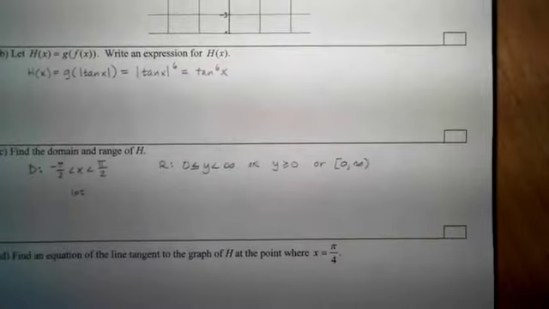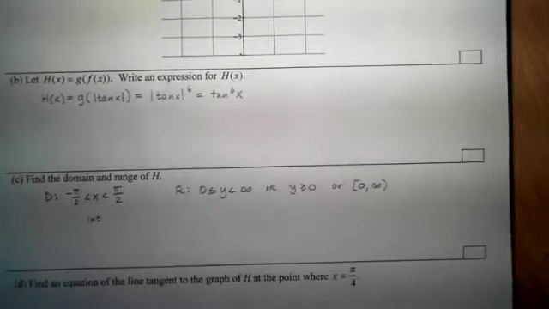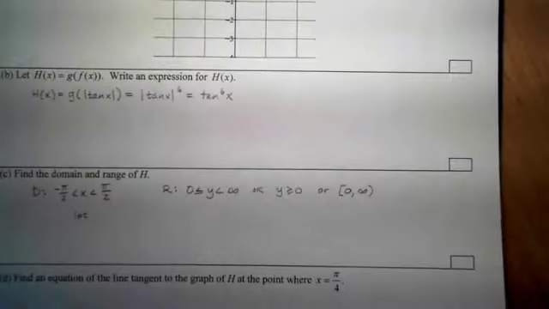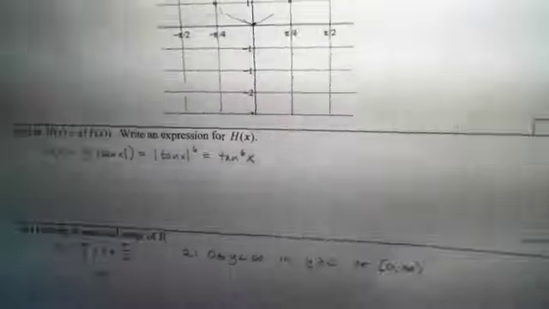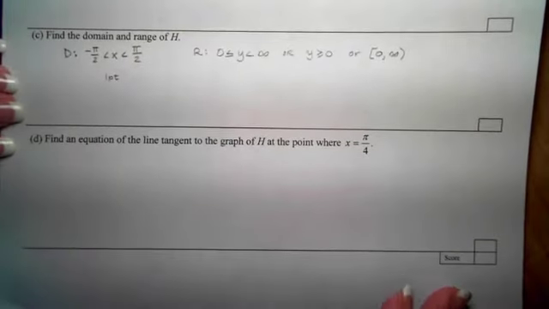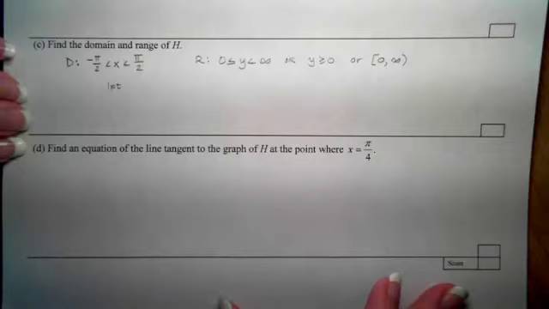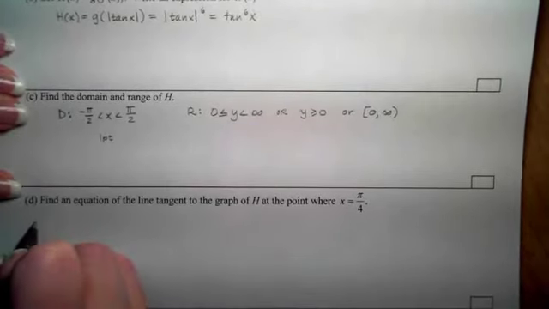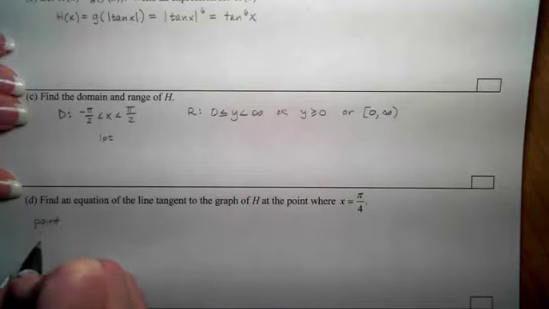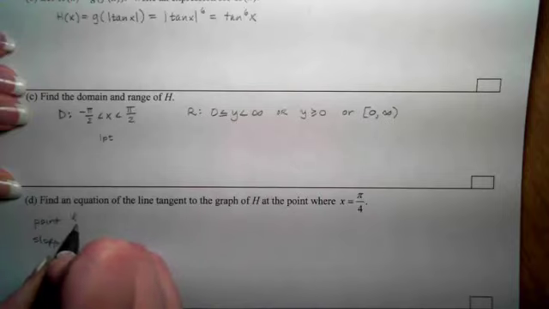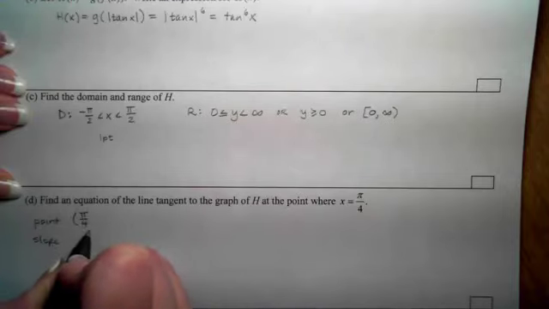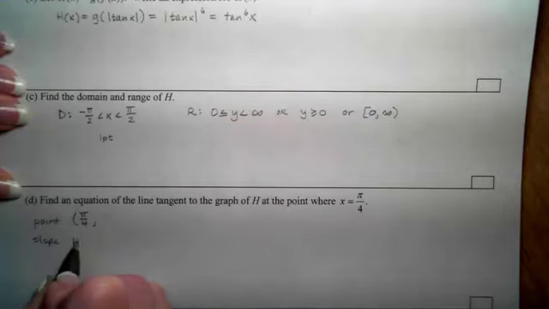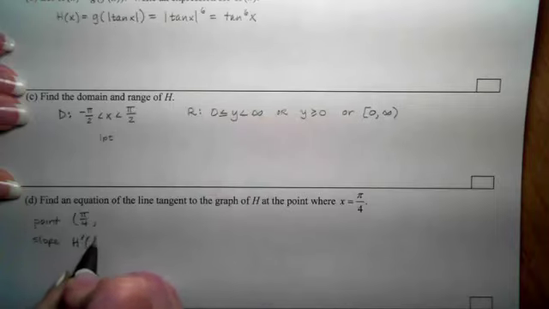Okay, last part. And I don't know if I can fit this here. Last part says we want to find an equation of the line that is tangent to the graph of h at the point where x equals pi over 4. So we need an equation of a tangent line. That means we need a point and we need a slope. The point, we know the x-coordinate is pi over 4, and the slope is going to come from the derivative of h evaluated at the point of tangency.